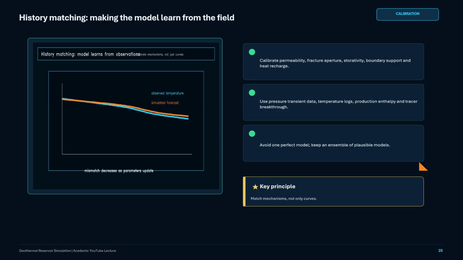However, we should avoid believing in one perfect model. Many different parameter combinations may match the same data. This is why ensemble-based calibration is more honest. Instead of one deterministic answer, we keep a family of plausible models and use them to forecast uncertainty. In geothermal projects, this is critical because decisions must be robust under uncertainty.